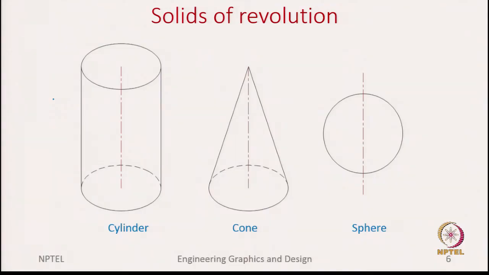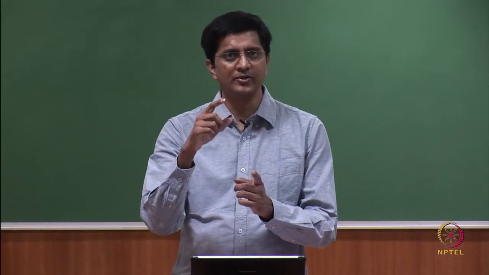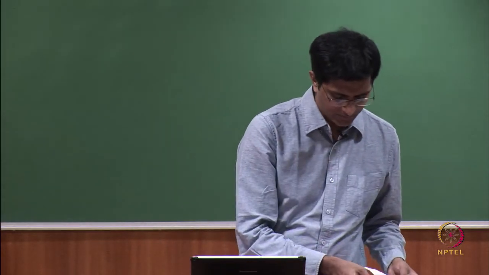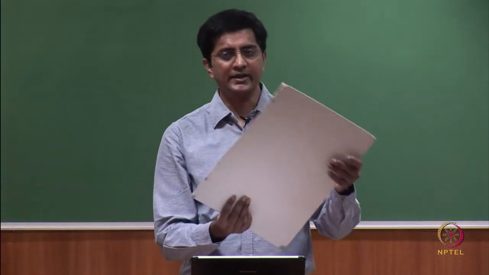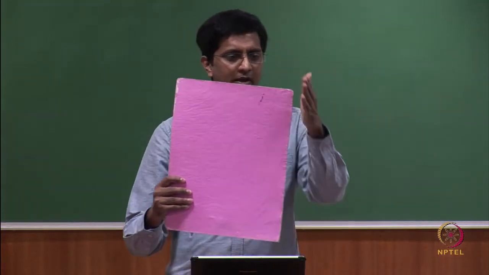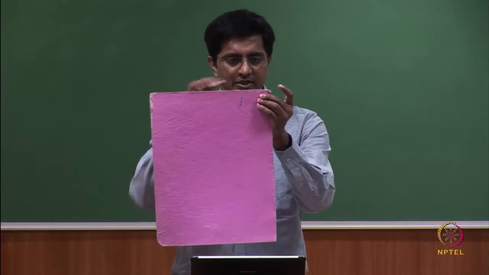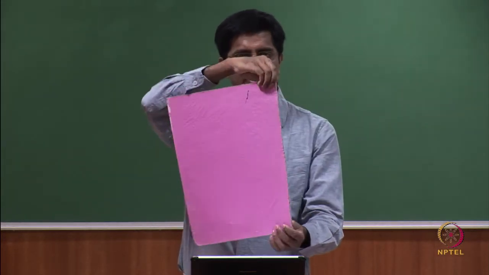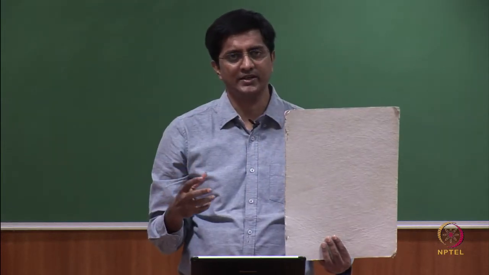Okay. And the last category we have is the solids of revolution, because there are some solids which, if you take an axis and rotate them, we get a solid. For example, to get a cylinder, I can take a rectangle like this, and rotate it about this edge. If I rotate about this edge by a full 360 degrees, what I get is a solid, which we call the cylinder.